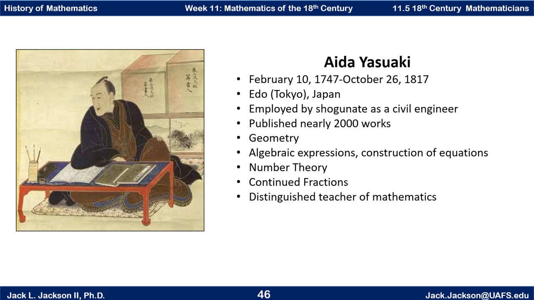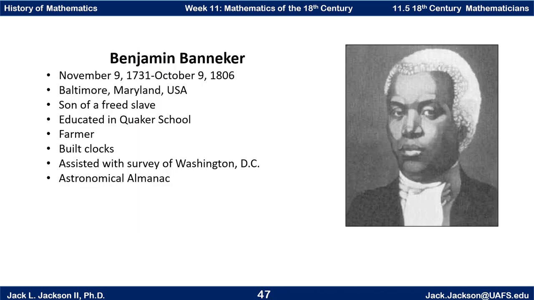And now let's go to the fledgling new country of the United States of America. And we look at one of their earliest prominent mathematicians. At this point in America, in the 18th century, first of all, it wasn't the United States of America till 1776. So it's only the last quarter of the century that we even had the United States of America. Of course, there were all kinds of things here, people here before. But from 1731 to 1806, we see the life of Benjamin Banneker.